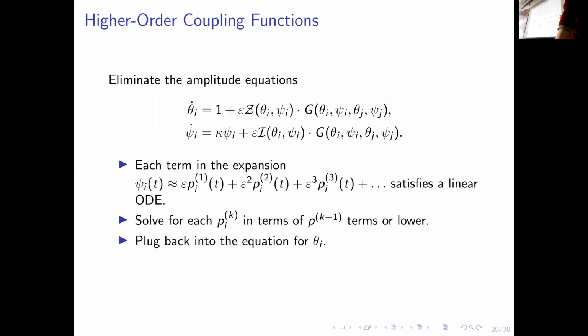With things that work in the phase, in particular, this expansion for the amplitude is satisfied by some linear functions that we solve, and then the phase, and then do some work, and then that's the solution that we see in the numerics. That's going to eliminate the amplitude equation.